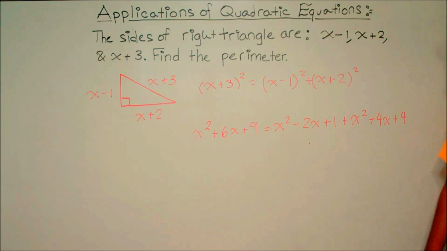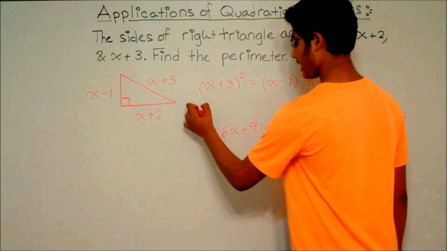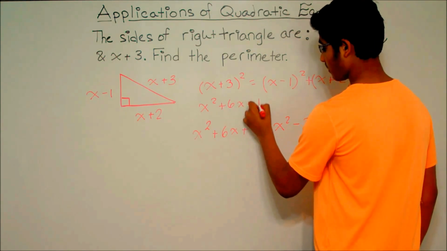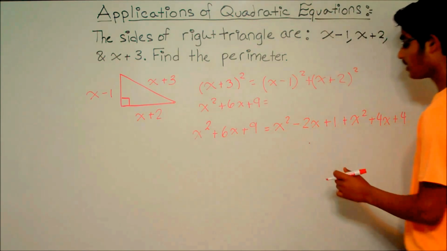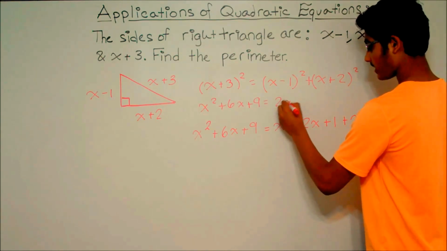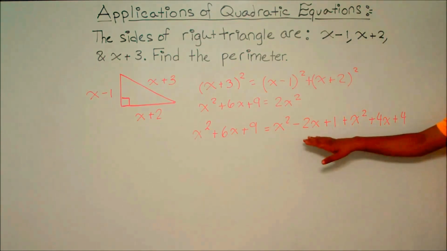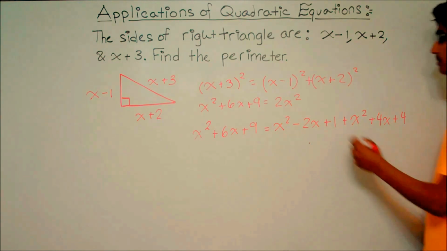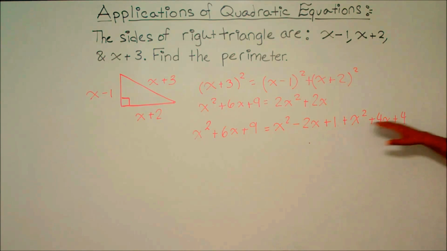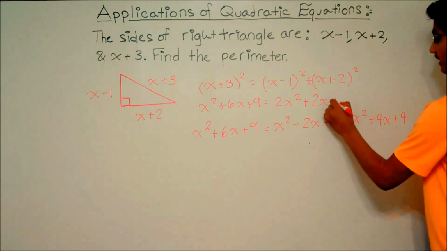So now let's combine like terms, and we get on this side x squared plus 6x plus 9, like it originally was. Here we get x squared plus x squared is 2x squared, minus 2x plus 4x is plus 2x, and 1 plus 4 is 5.